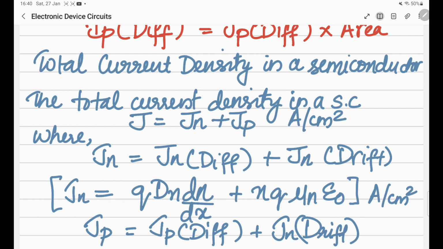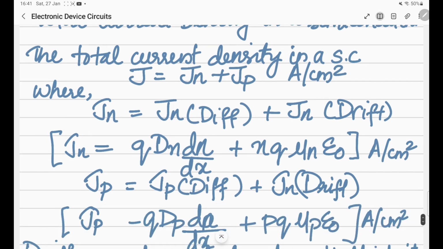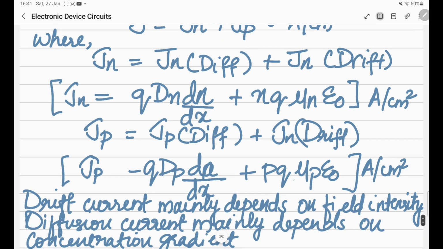So current density is actually made up of diffusion and drift. So Jn, diffusion, what will it be? q into Dn into dn by dx, plus again drift, which we already learned in the previous chapter. If you have some doubts regarding the drift current, go back to the channel. It is discussed either in part 2 or part 3. So n into q into mu n into epsilon 0, in ampere per centimeter square. Similarly for the holes, the current density of holes is Jp diffusion plus drift current: minus q into Dp into dp by dx plus p into q into mu p into epsilon 0.